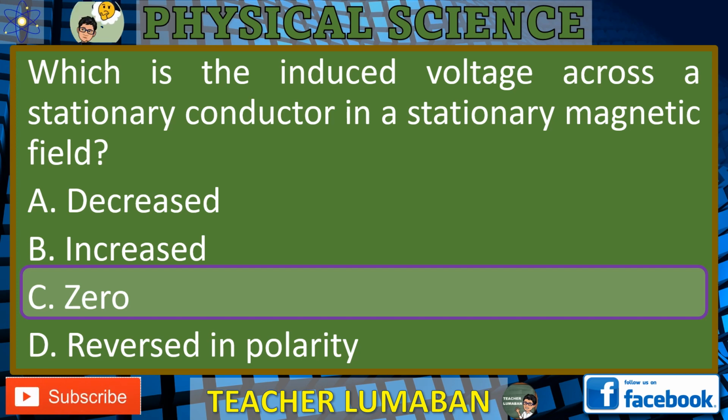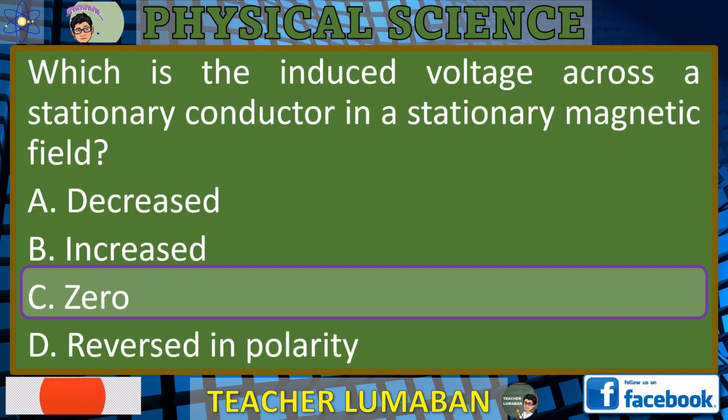If either the conductor or the magnetic field is in motion relative to each other, then an induced voltage will be generated. However, in the scenario where both the conductor and the magnetic field are stationary, there is no relative motion between them, resulting in no induced voltage.